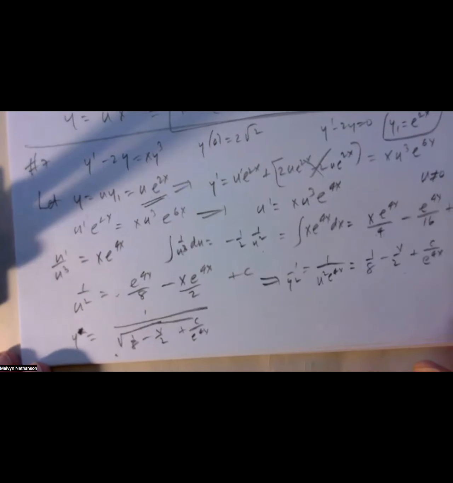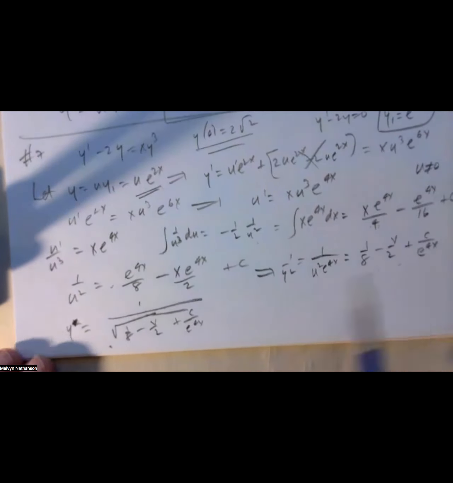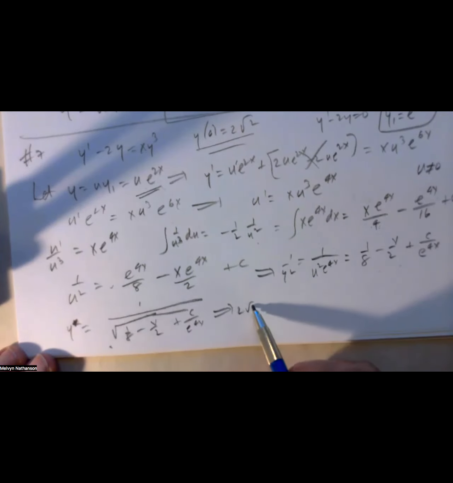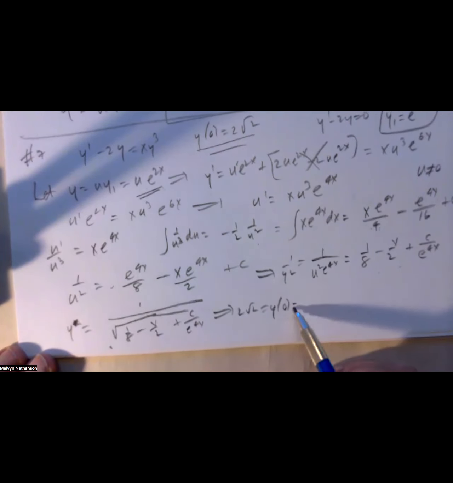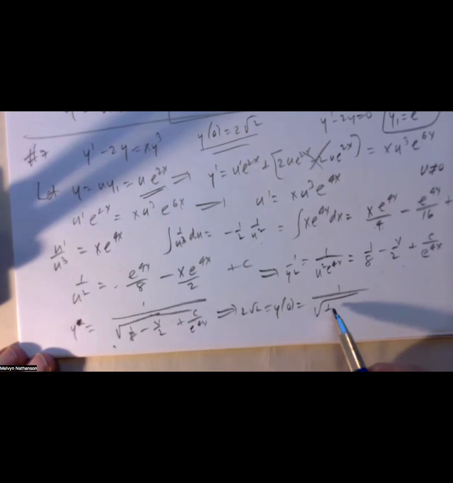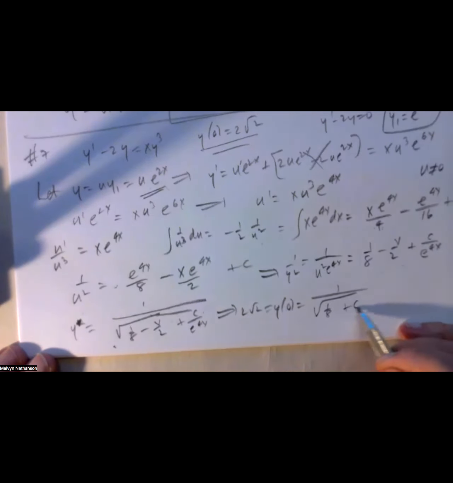But this is an initial value problem. I have an initial condition that y of 0 is 2 root 2. So if I let x equal 0, 2 root 2, which is y of 0, is 1 over the square root of 1/8 minus 0 plus c.